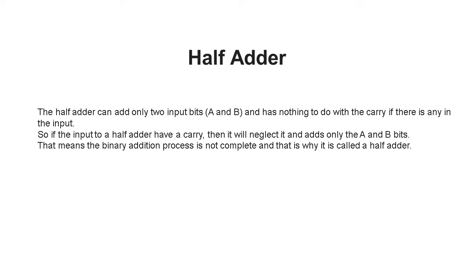Let us discuss the half adder. The half adder can add only two input bits, let's say A and B, and it has nothing to do with the carry if there is any in the input. So if the input to a half adder has a carry, then it will neglect it and add only the A and B bits. That means the binary addition process is not complete, and that is why it is called a half adder.